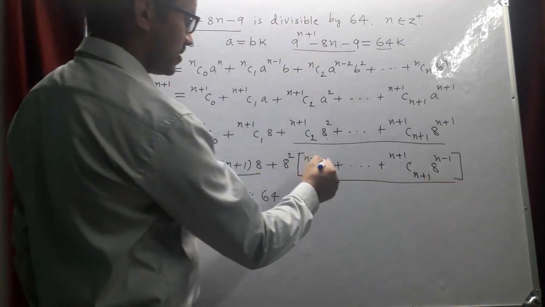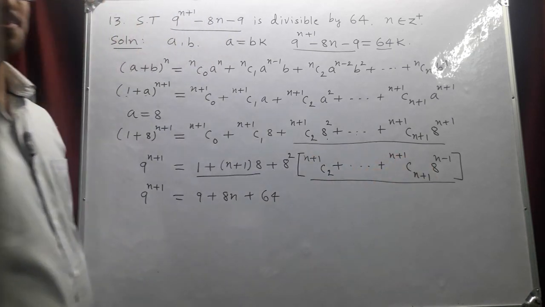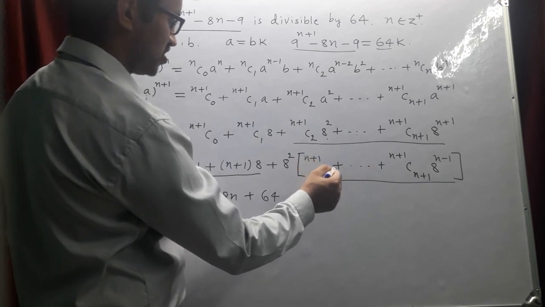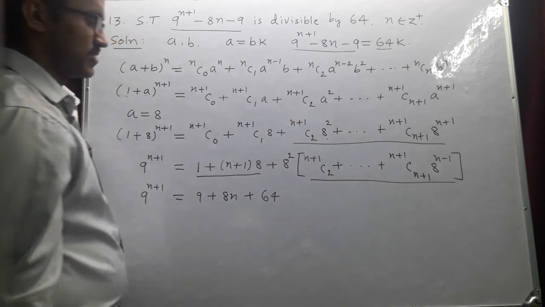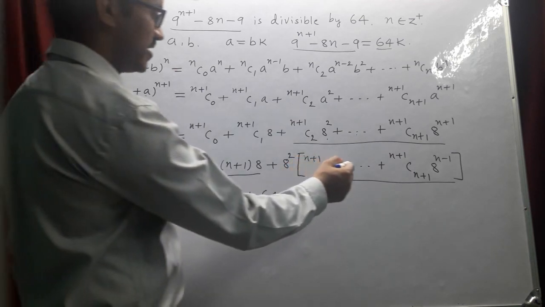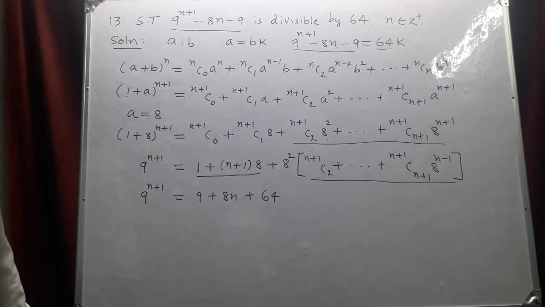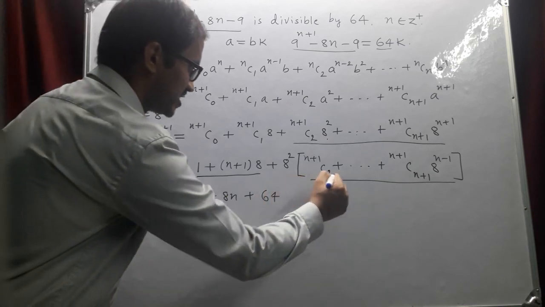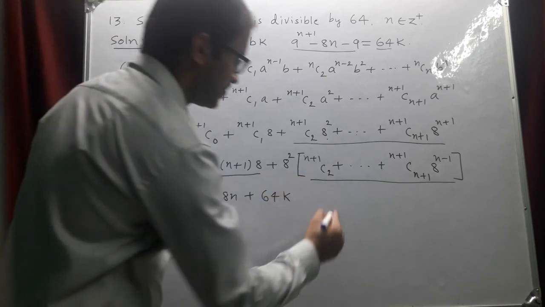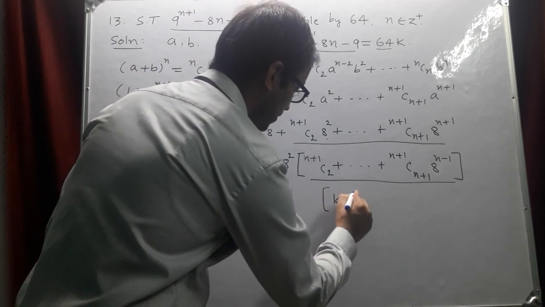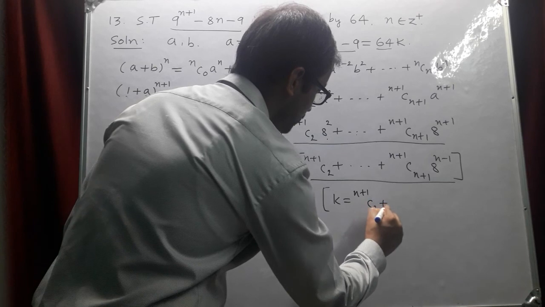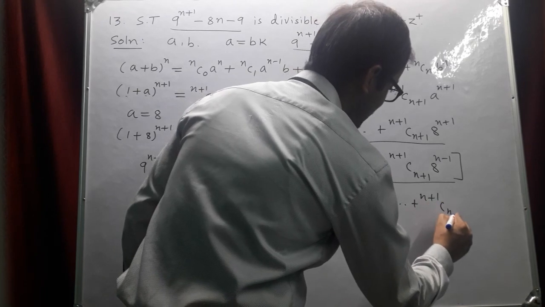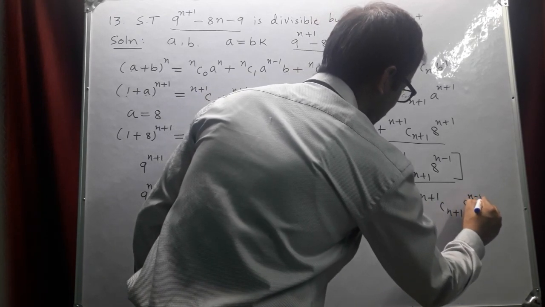So if you see, all terms are positive here. Here what we'll get? N plus 1 C2, this is positive. If you find all the values, it will be positive. Again, powers of 8, that is also a positive quantity. So this quantity will be positive. So in place of this, I will take k, where k is equal to N plus 1 C2, and so on, remaining terms till N plus 1 C n plus 1, 8 power n minus 1.